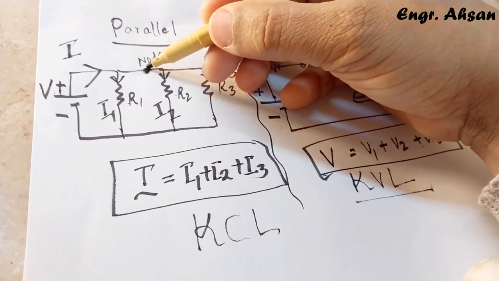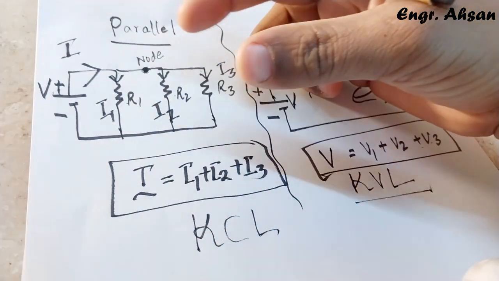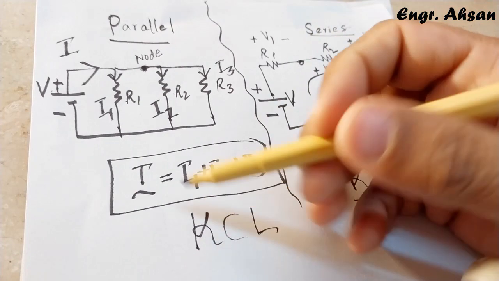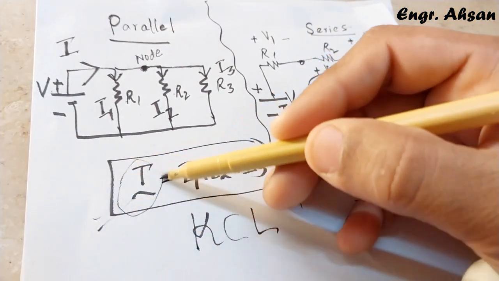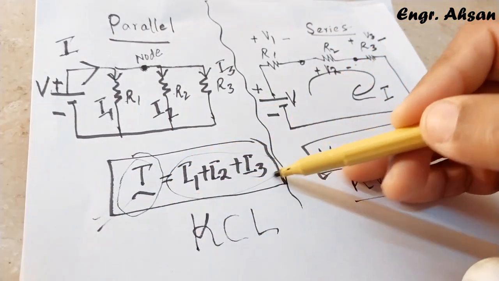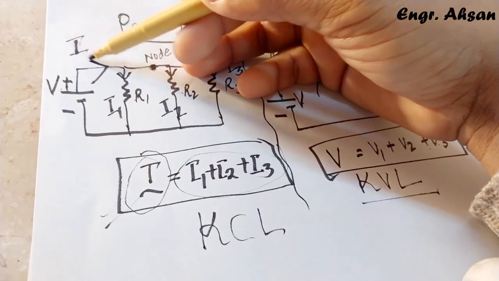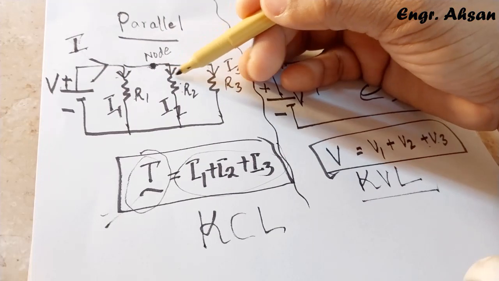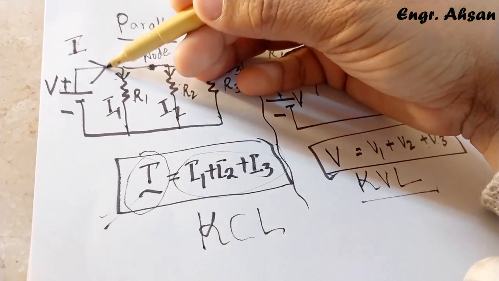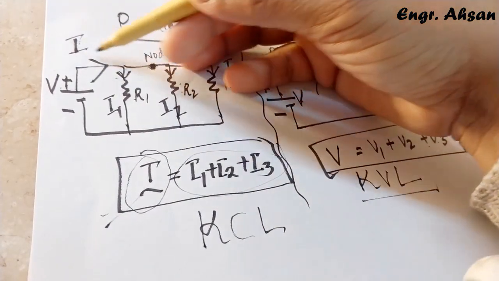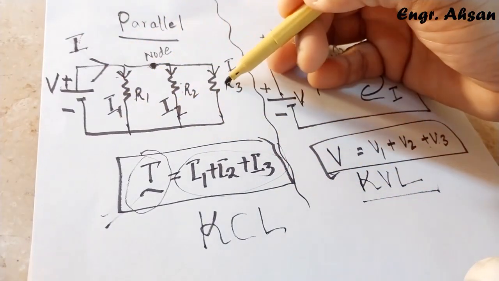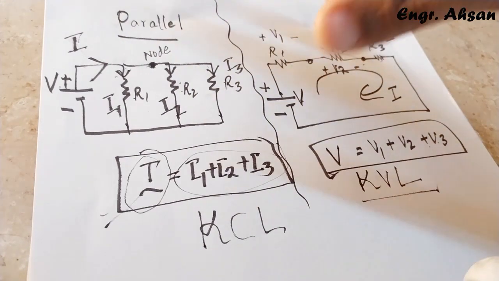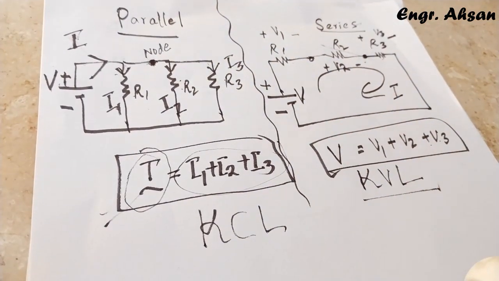At this node, the total current entering the node is equal to the total current leaving the node. This is basically KCL. This current is entering the node, and these three currents are leaving the node. Check out the arrow going away from this point, and this arrow is toward this point. So this is the incoming current and these three are outgoing currents. Total incoming current is always equal to the total outgoing current at any node.